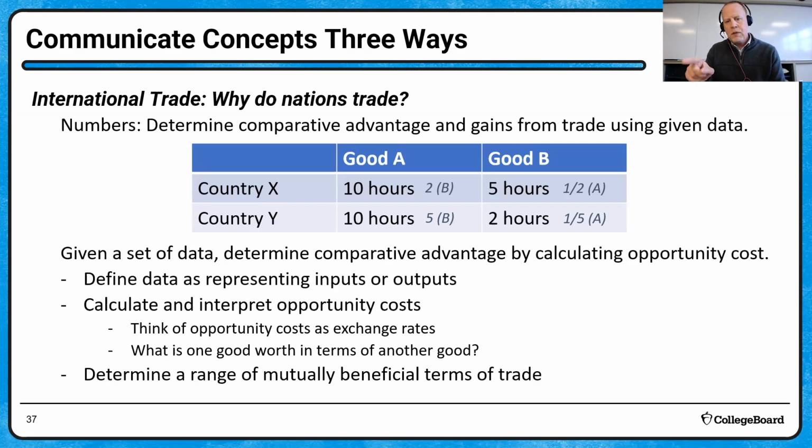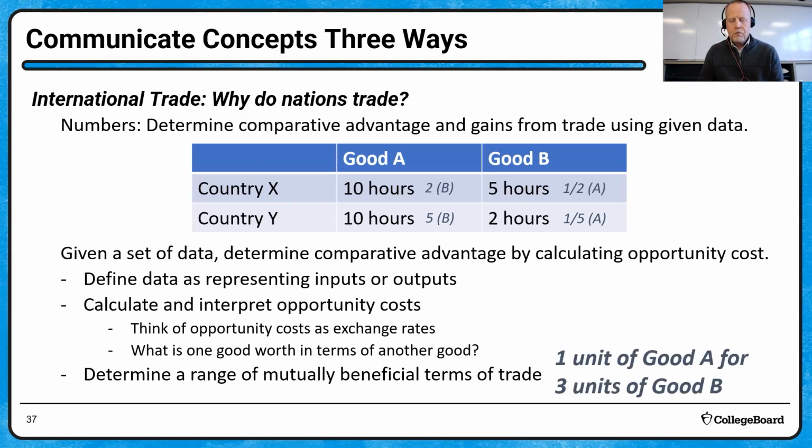For country Y, they're going to be producing good B. If they want to produce 1 unit of good A, they have to give up 5 units of good B. So any number between those two is going to be mutually beneficial. So just pick one. 1 unit of good A for 3 units of good B. That's a mutually beneficial term of trade.